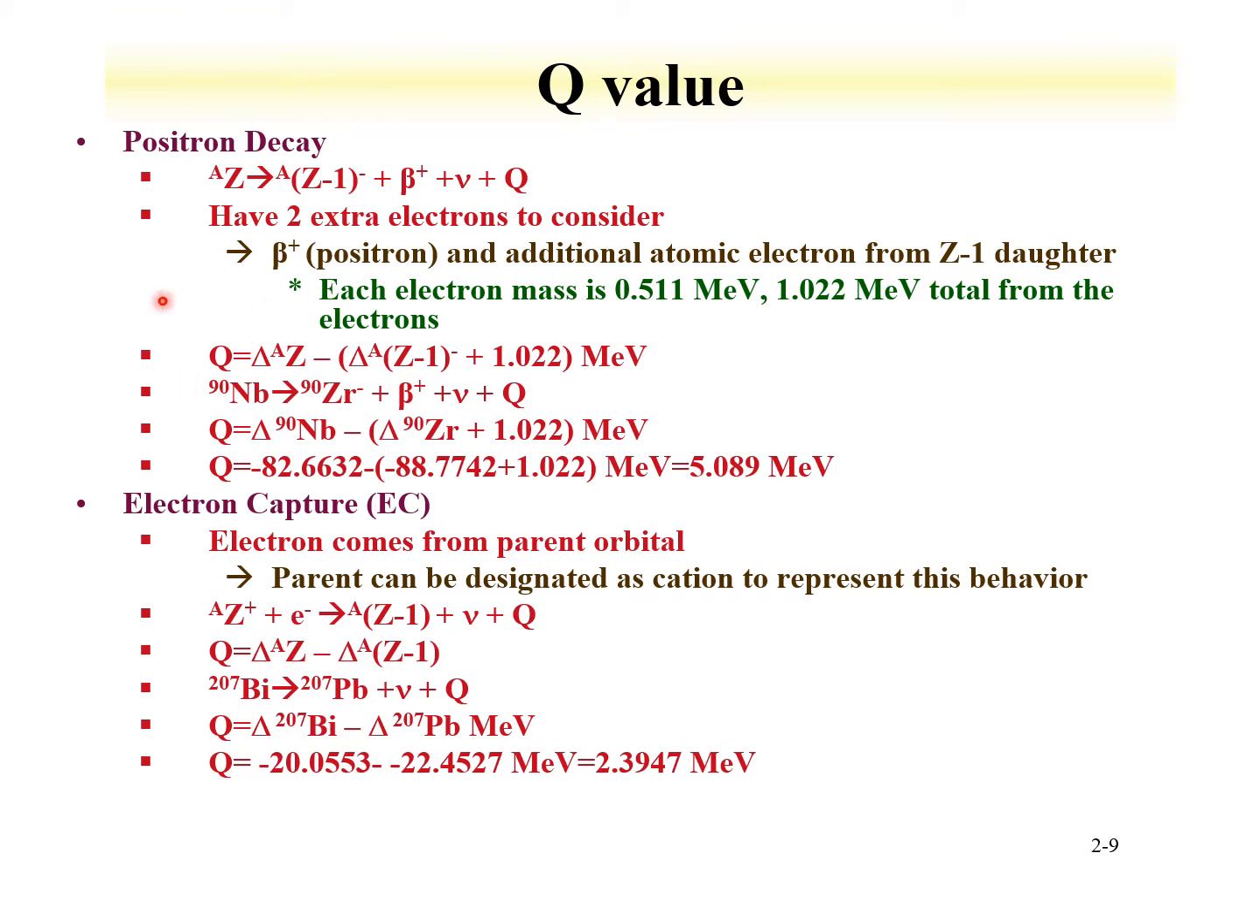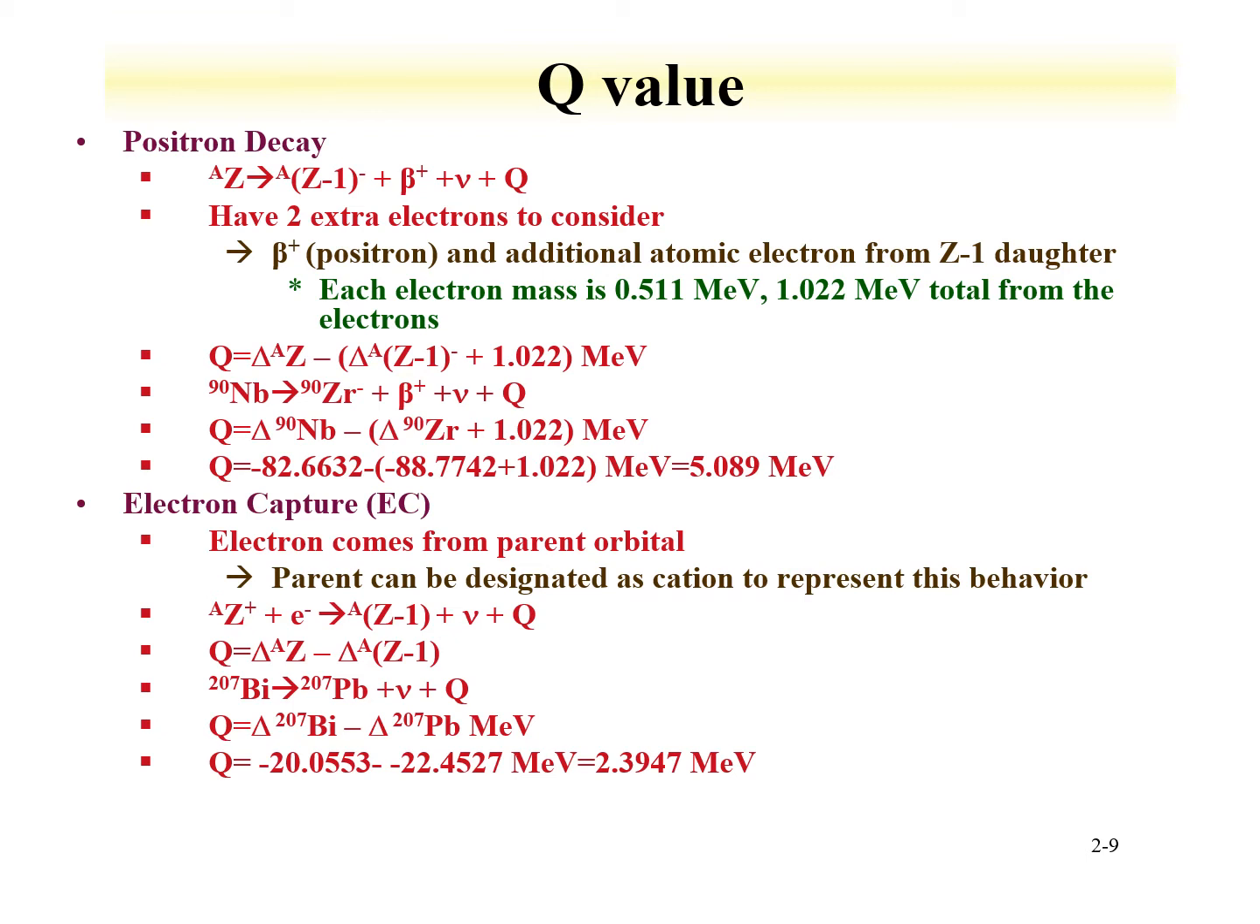So we look at a Q value. It's equal to the mass of the parent minus the mass of the daughter, plus this 1.022 MeV, which accounts for the 2 extra electrons. So let's consider a decay where niobium-90 decays to zirconium-90. A positron is emitted. So we look up the mass excesses for niobium-90 and zirconium-90. We know the mass of the electrons is listed here. We get a value of 5.089 MeV.